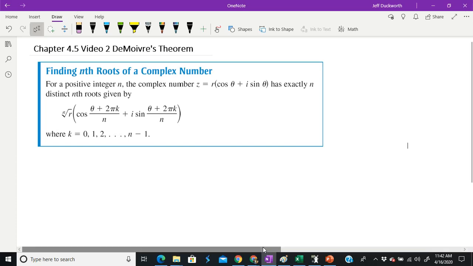Right, so last topic in this chapter and in this unit is taking an nth root of a complex number. Now we're only going to take the square root in this class, but this is how you do it in general.